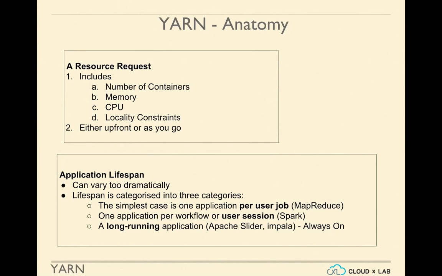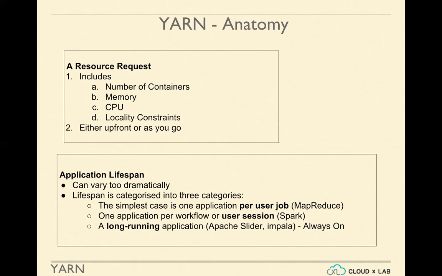It contains how many containers we want, and for each container what kind of memory we are talking about, and for each container what kind of CPU. Do we need multiple CPUs or a single CPU? Where is this container located? Do we want these containers to be near to our particular data? That is also part of the resource request.